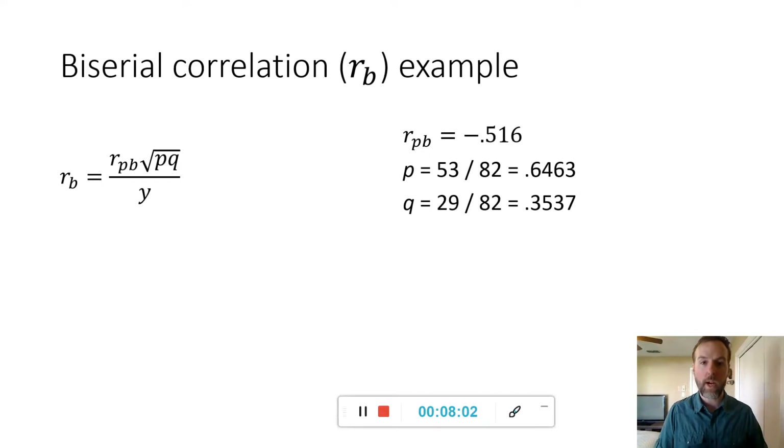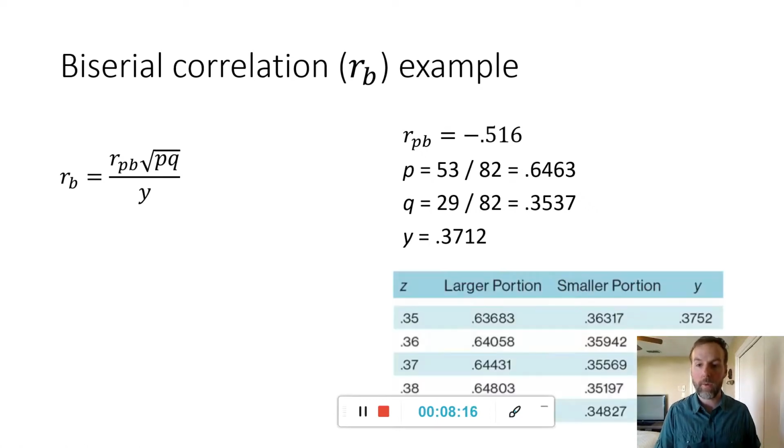Okay, so back on track. We're trying to run our biserial correlation, which involves this formula. And we know 3 of our 4 variables. We need to look up y. And if you use the appendix in your textbook, the first appendix, you'll find y is 0.3712. So what you do in this appendix, it's a long list. There's lots of z values. And you need to look up the large proportion and the smaller proportion. And that's what p and q are. So whichever one is bigger, that's your larger proportion.